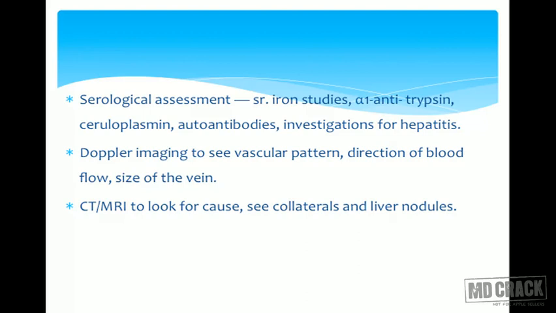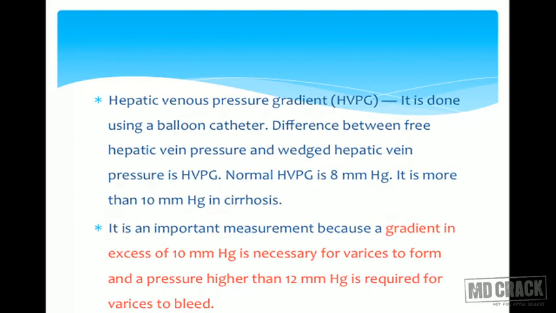CT scan and MRI are done to find the cause of the liver cirrhosis. CT scan will also show sites of porta-systemic collateral formation and liver nodules, or malignancy if it is present. Nowadays, the hepatic venous pressure gradient, HVPG, is measured using a balloon catheter. The difference between free hepatic vein pressure and wedged hepatic vein pressure is called the hepatic venous pressure gradient. If it is more than 10 millimeters, it is indicative of cirrhosis and portal hypertension.